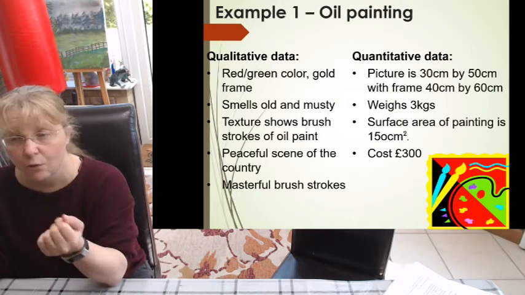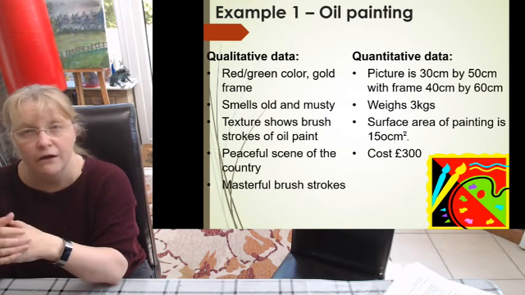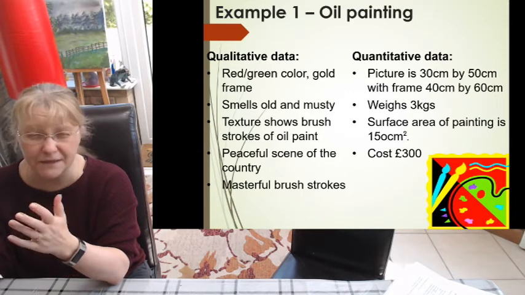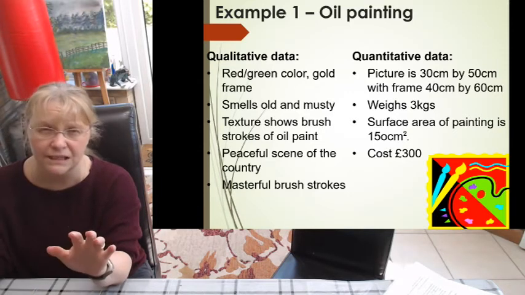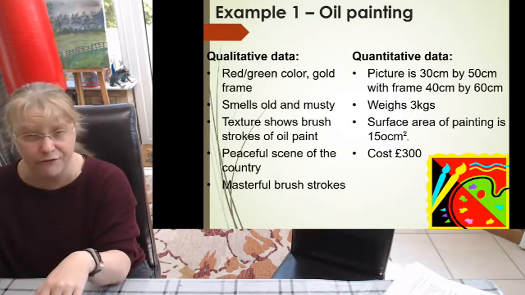That is, what is the size of the picture frame? How much does it weigh? What is the surface area? How much does it cost? So, probably not a best way to describe it, but I think of qualitative as pink and fluffy. It's the nice things. Quantitative is pure logic.